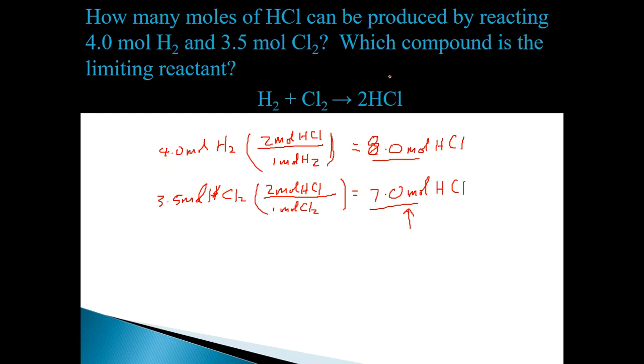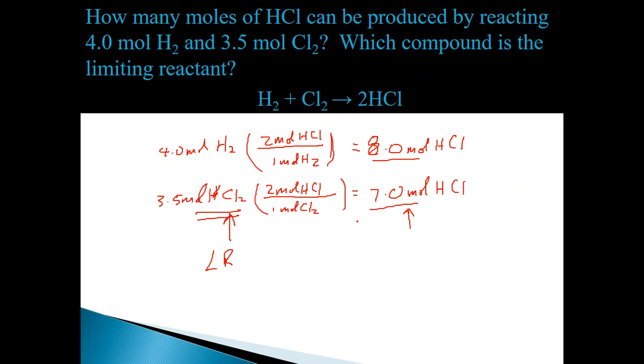And to answer the second question, which compound is the limiting reactant, the answer is the chlorine. It would be the limiting reactant because, based on the calculation, it would give the lower amount of product when you compare it to the other calculation. All right, so that's a relatively simple example of the limiting reactant concept.